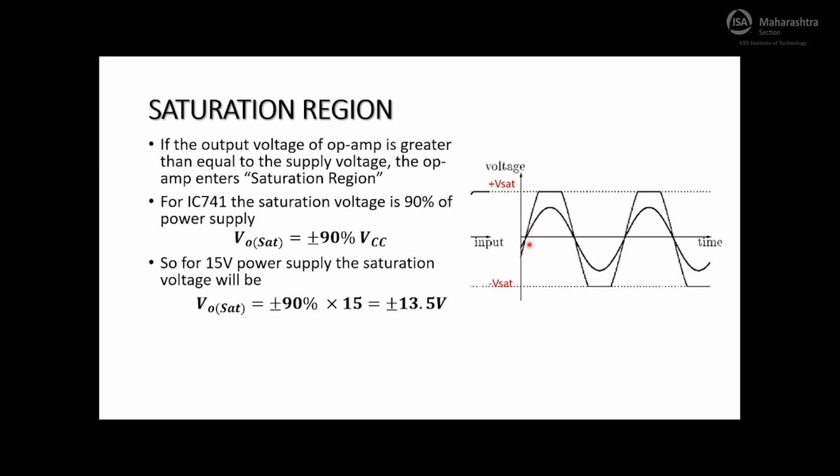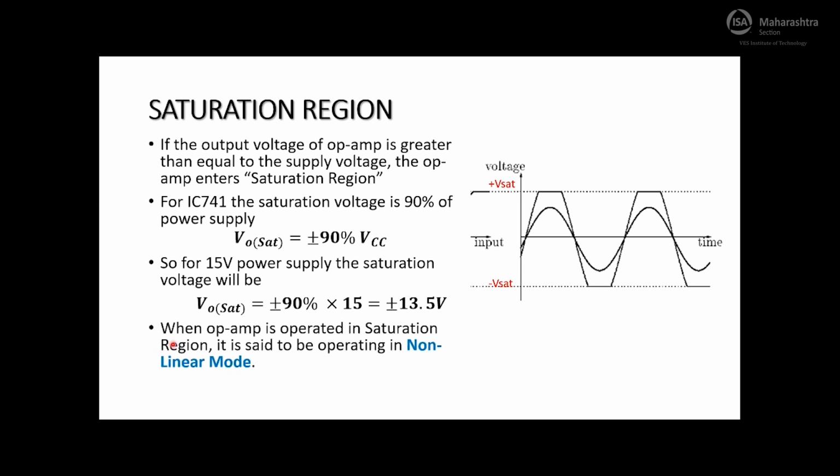Check out this graph. Here this sine wave is our input signal. The expected output voltage signal is also a sine wave with higher amplitude, but here you can see the output signal has got clamped at this plus VSAT value. Similarly, for the minus VSAT level also the voltage gets clamped. In short, you cannot get output voltage greater than the saturation voltage of the OPAmp. Also, please note that when OPAmp is operated in saturation region, it is said to be operating in non-linear mode.